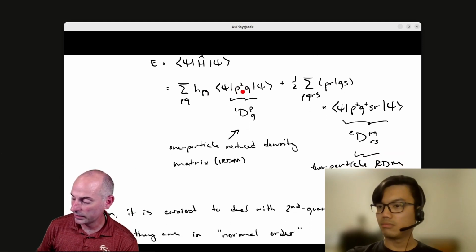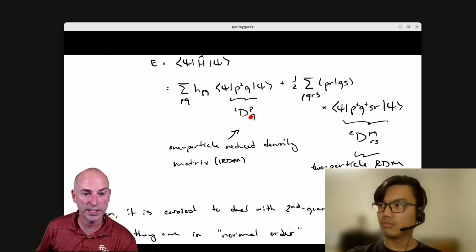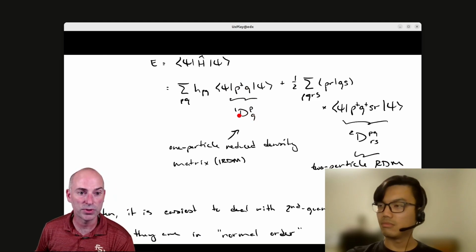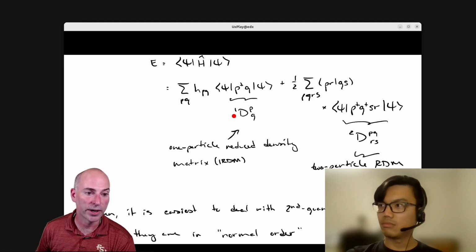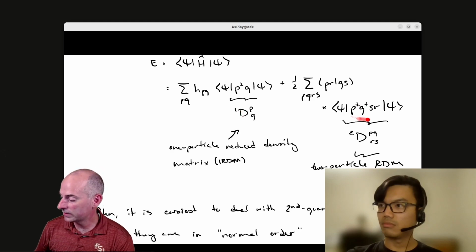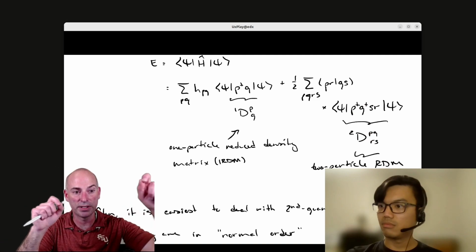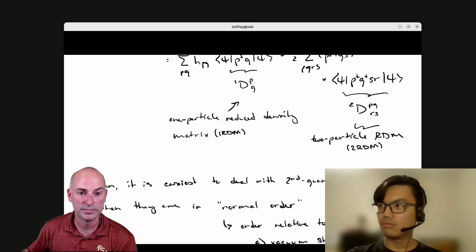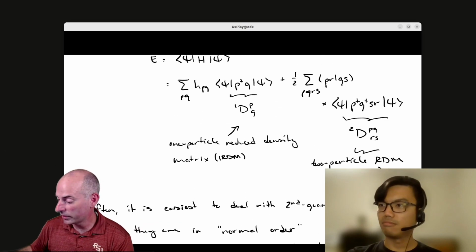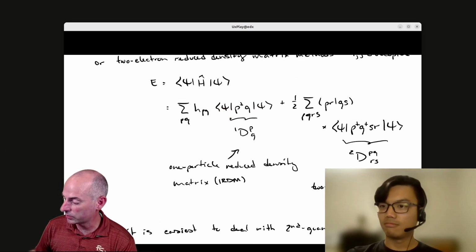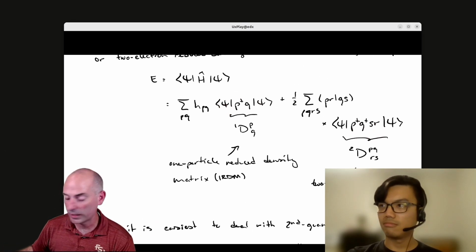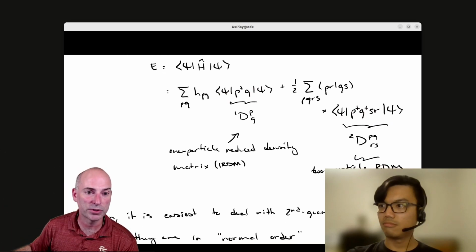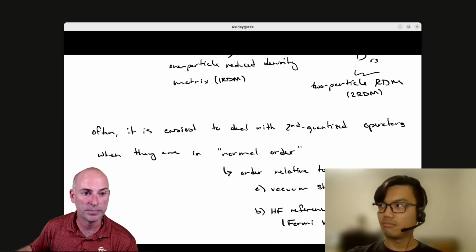So this thing, expectation value of p dagger q, is an element of the one particle reduced density matrix. That's something that's related to the probability of finding an electron somewhere. And this is an element of the 2 electron reduced density matrix, which is the simultaneous probability of finding 2 electrons somewhere. It's so exciting. So anyway, you can write down the energy exactly in terms of these density matrices. So that's 2 very different examples of how these operators show up in quantum chemistry.